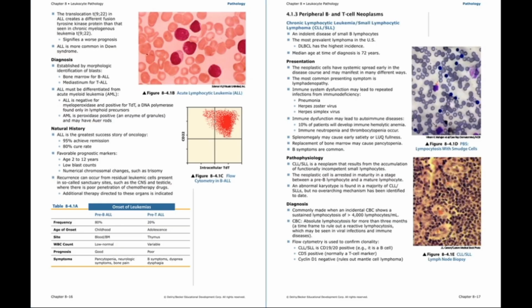So now we move from our immature neoplasms of lymphoid cells to the more mature peripheral neoplasms. The commonest to see in practice is going to be chronic lymphocytic leukemia, small lymphocytic lymphoma, which for purposes of our discussion and brevity we're going to call CLL-SLL. Let's just talk about that name for a sec.